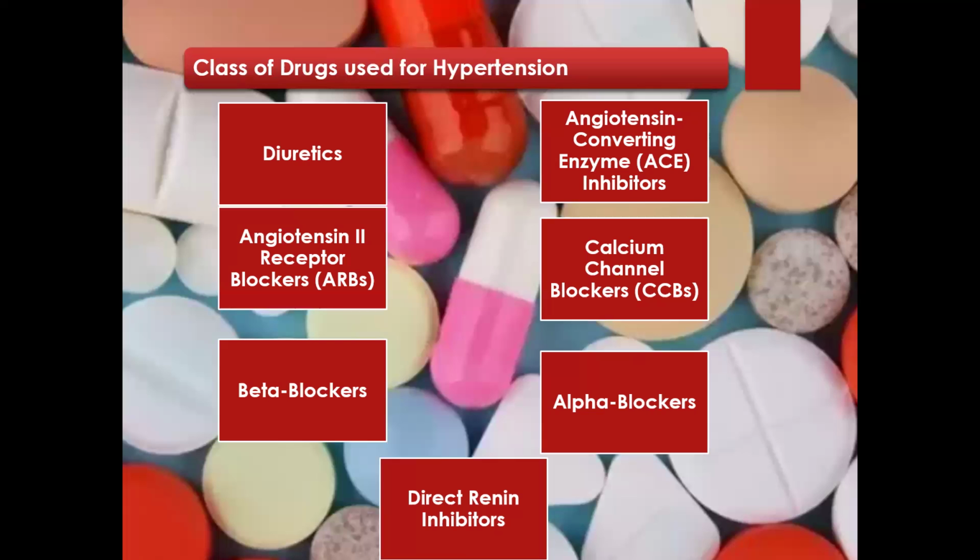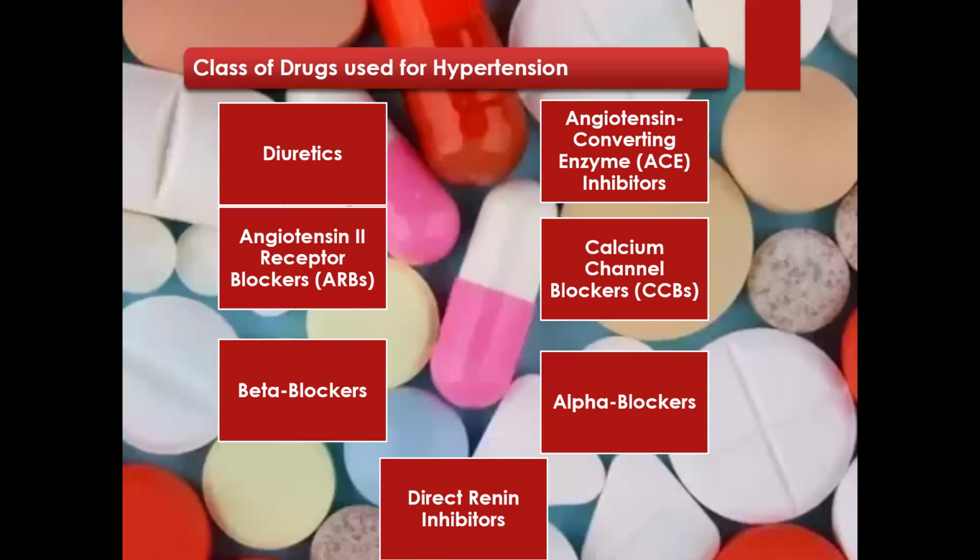Another group of antihypertensives is the CCBs, or calcium channel blockers. The calcium channel blockers block the entry of calcium into the muscle cells of the heart and blood vessels. By doing so, they relax and widen the blood vessels, reducing blood pressure. There are two main types of CCBs, the dihydropyridine, such as amlodipine, and the non-dihydropyridine, such as diltiazem. The dihydropyridine CCBs primarily act on blood vessels, while the non-dihydropyridine CCBs have effects mainly on the heart.